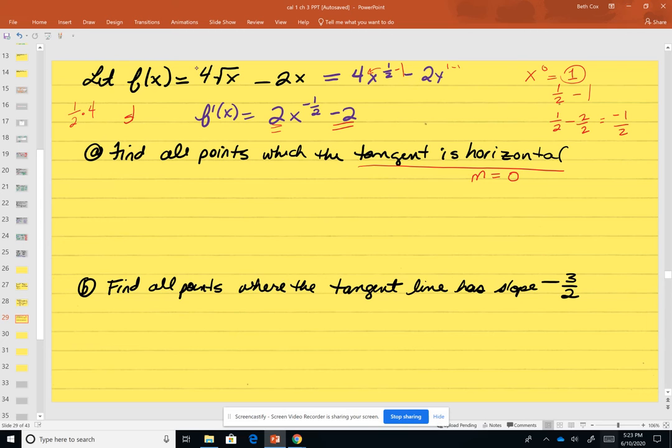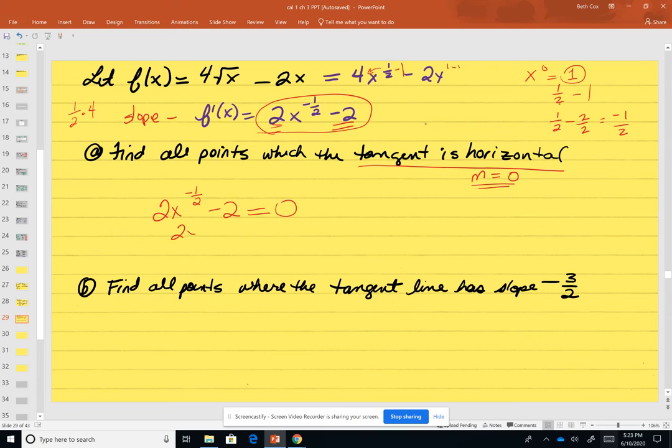And remember, the derivative is a formula for finding that slope. So when I do the derivative, I'm creating a formula for finding the slope. And so I have 2x to the negative 1/2 minus 2. And we want to know when this is actually going to equal 0. So now I'm going to have to solve this, which may be a little tricky for you.